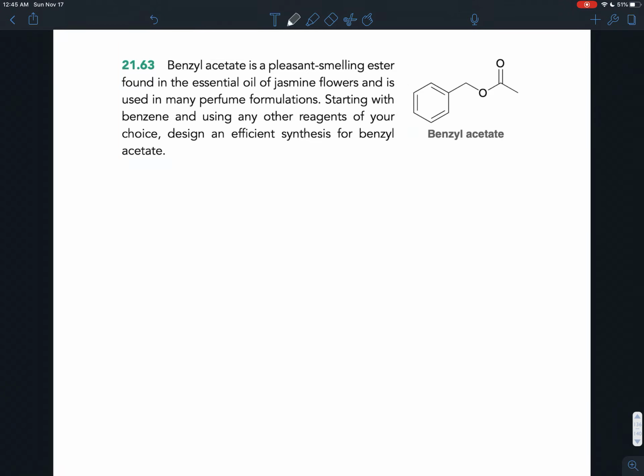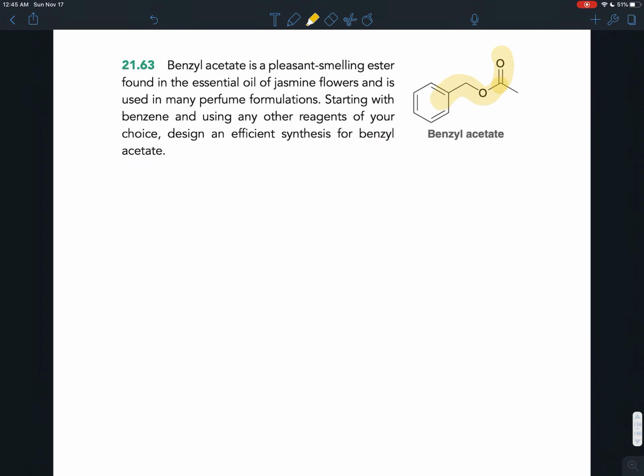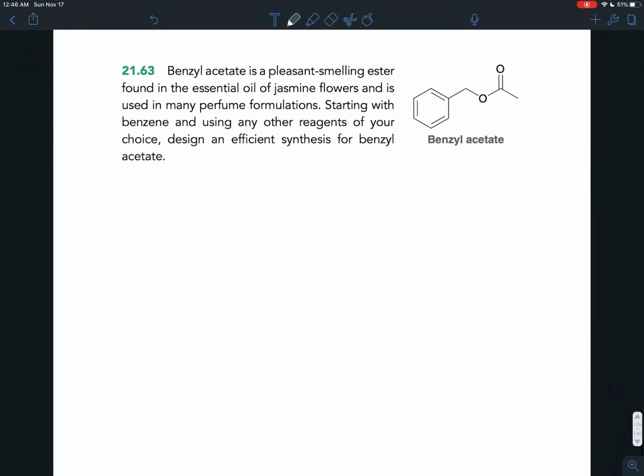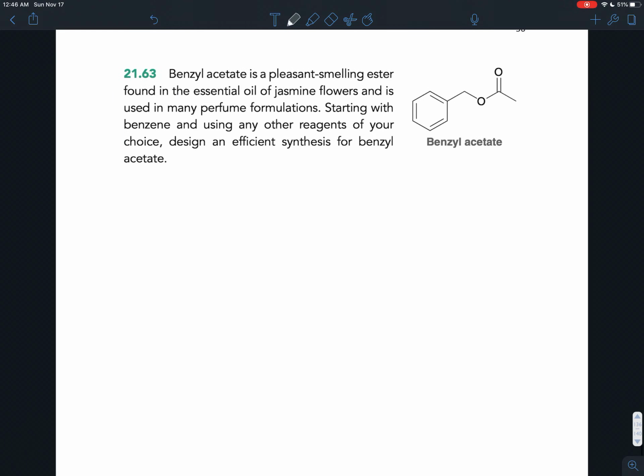Here it is. You can see it's an ester. You've got a carbon double bonded to oxygen, single bonded to an ether, so that's an ester. And it's remarkable that you can take benzene, the vapors of gasoline, and turn it into something that smells so wonderful and that's used in a perfume. And it's not so complicated of a molecule. So how can we do this? There are actually a couple ways.